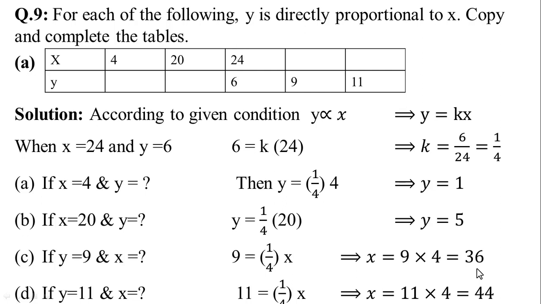Then if y is equal to 11 and x is equal to question mark, then putting the value of y is equal to 11 and the value of k is 1 upon 4 into x. 4 is multiplied by the other side. So x is equal to 11 multiplied by 4. 11 fours are 44. This implies that the value of x is equal to 44.